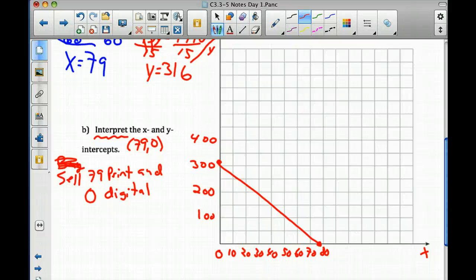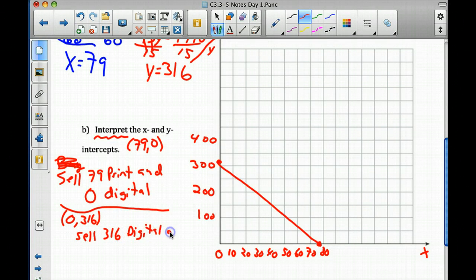Okay? So if we sold 0 digital ones, we'd have to sell 79 print ones to make the money that we need. But what about the y-intercept of 0, 316? Somebody tell me what that means. It has a lot to do with this last explanation. Boss? They would have to sell 316 digital and then 0 print. Right, you'd sell 316 digital and 0 print ones, and you'd be okay. You'd make the money that you have to make to break even there.